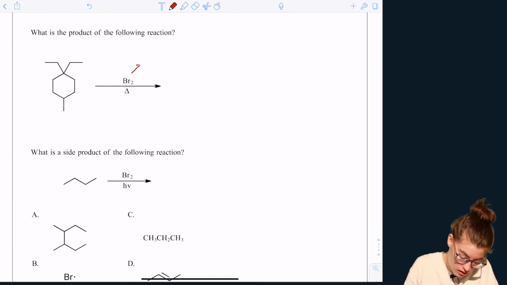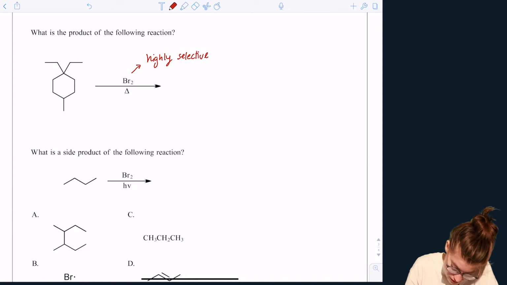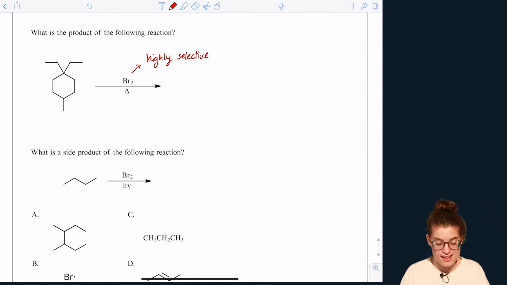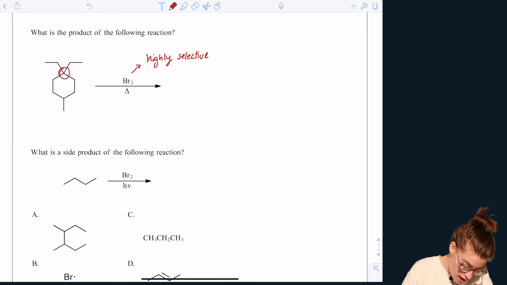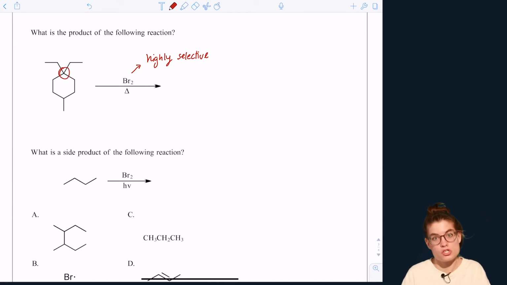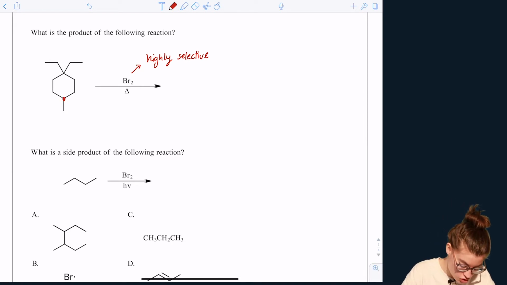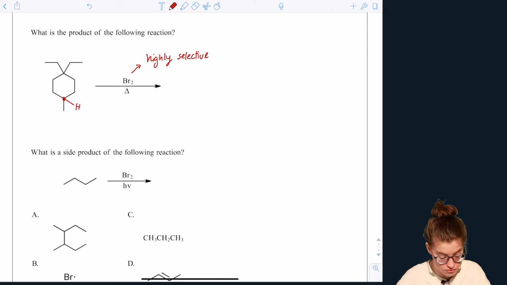that bromine is highly selective. So it's going to go for the most substituted carbon that has a hydrogen. So here I have a quaternary carbon, but of course quaternary carbons don't have hydrogens on them. So I'm not going to put a bromine there, that wouldn't make sense. So the next most substituted position I have is this tertiary position, and there is a hydrogen there. Okay, there are no other tertiary positions. All we have left are secondary positions and primary positions. So this is definitely the best position for the bromine to go to.